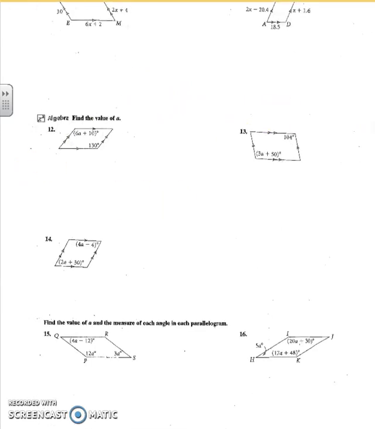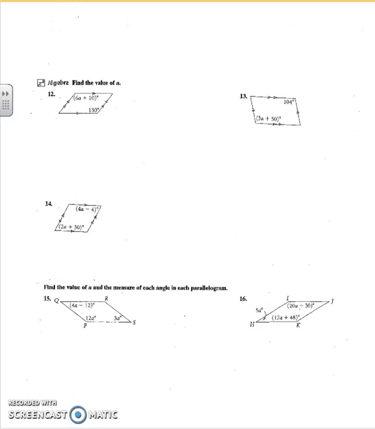Most of these are pretty self-explanatory, but numbers 12 through 14, just find the value of a. Show me your work, you get points for that.